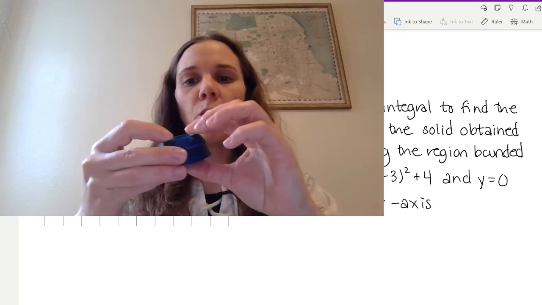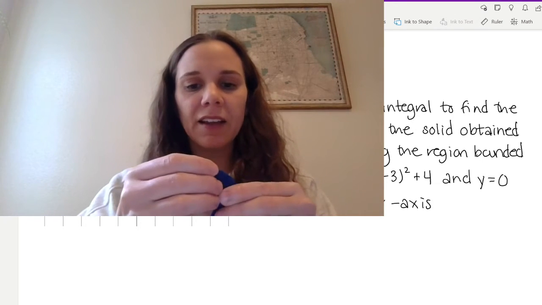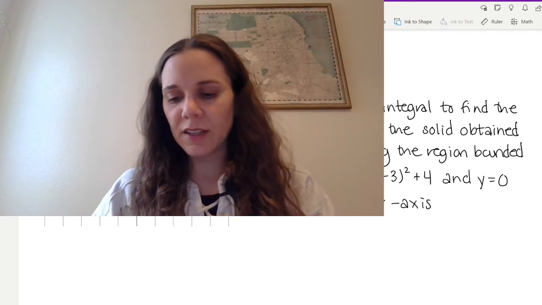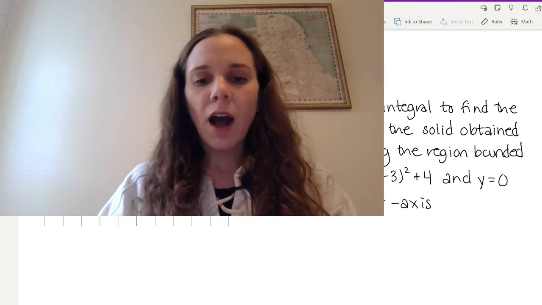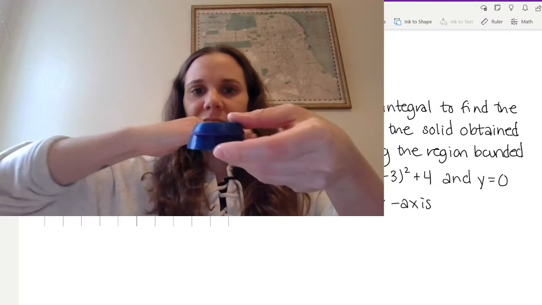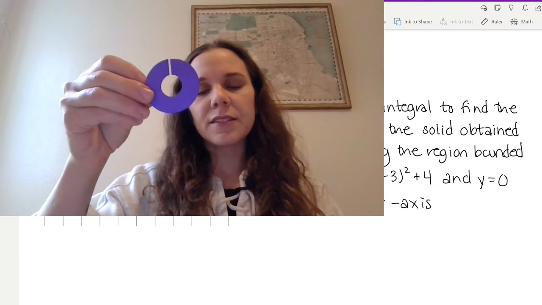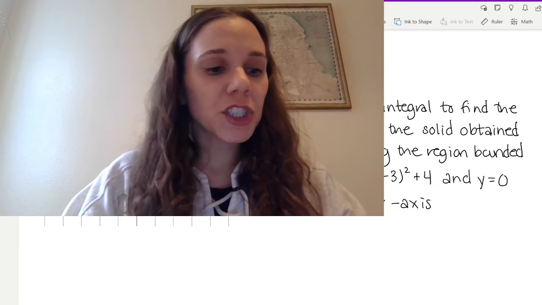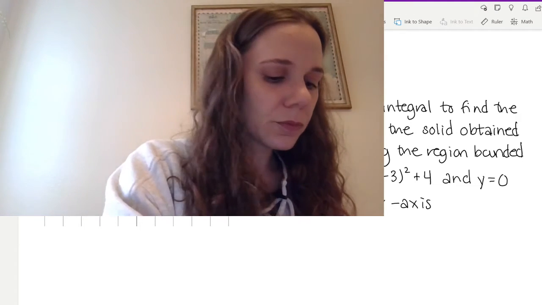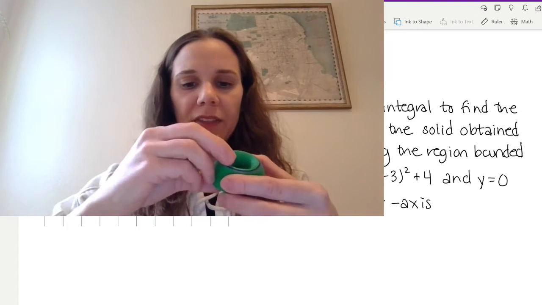So again, with the washer method, the idea is that if you take out this plastic piece, this is the shape we were revolving to find the solid. And then we're just slicing it, like I said, this way. Slicing it this way. And what do the slices look like? They look like this.